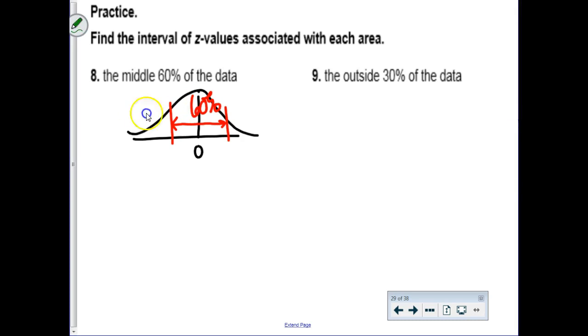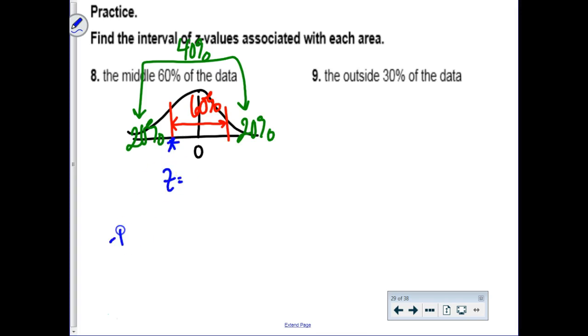Guys, talk to me about these really beautifully symmetrical tails here, right? So if it's 60% in the middle, that means the rest of it is 40%, but they're supposed to be the same. So if it's a total of 40%, that means you got 20% over here and 20% over here, yes? So on my older calculator, what I'm going to have to do is inverse norm and find this z-score.